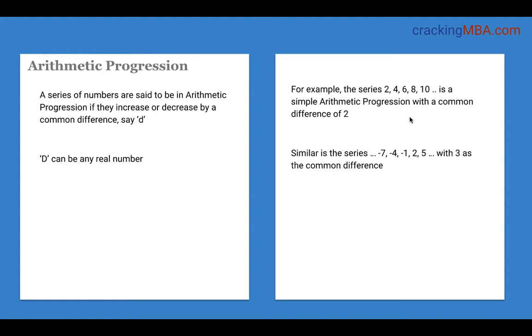Now it need not always be increasing, it can also be decreasing. If you see the next series, which is minus 7, minus 4, minus 1, 2, 5, this is basically an arithmetic progression with a difference of 3. On the left side it is decreasing, on the right side it is increasing. Unless we are given a specific number of terms, it can increase or decrease on either side. It can go from minus infinity to plus infinity.